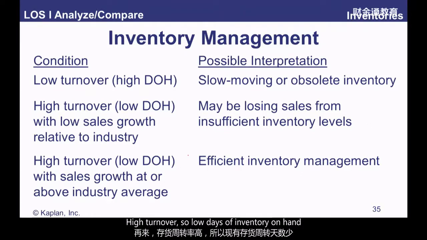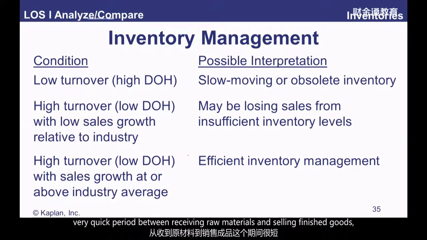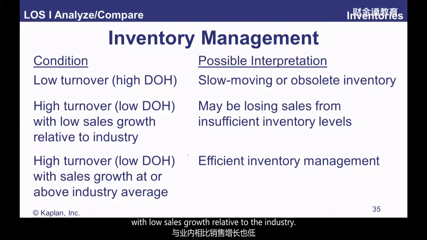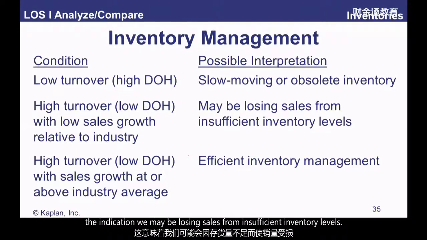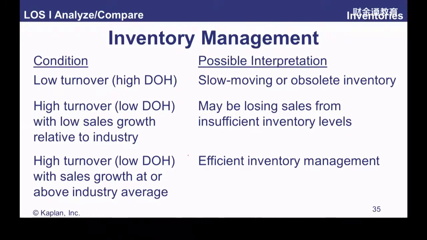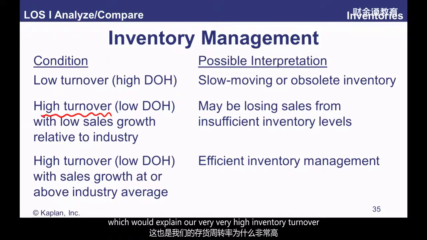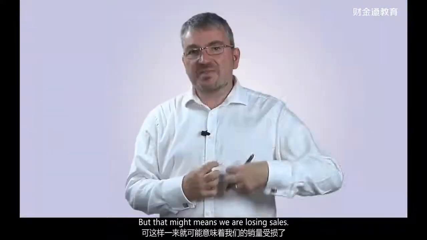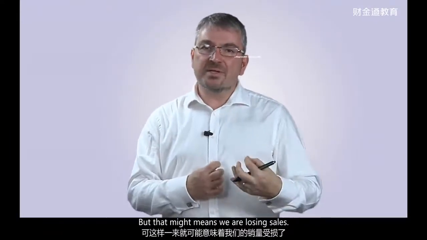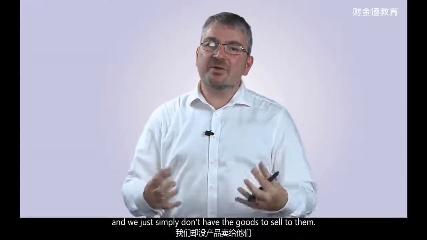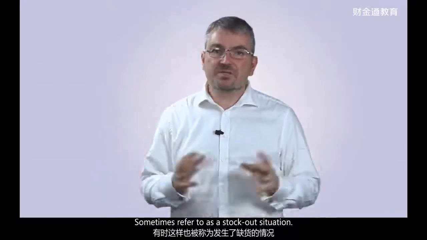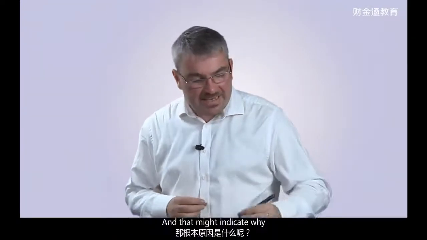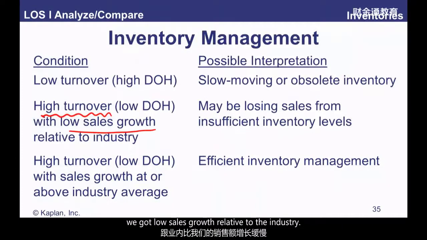High turnover, so low days of inventory on hand, very quick period between receiving raw materials and selling finished goods, with low sales growth relative to the industry. Now, here, indication that we may be losing sales from insufficient inventory levels. In other words, we hold so little inventory, which would explain our very, very high inventory turnover and low days of inventory on hand, but that might mean that we're losing sales. In other words, customers are coming to us and we just simply don't have the goods to sell to them, sometimes referred to as a stock out situation. And that might indicate why we've got low sales growth relative to the industry.